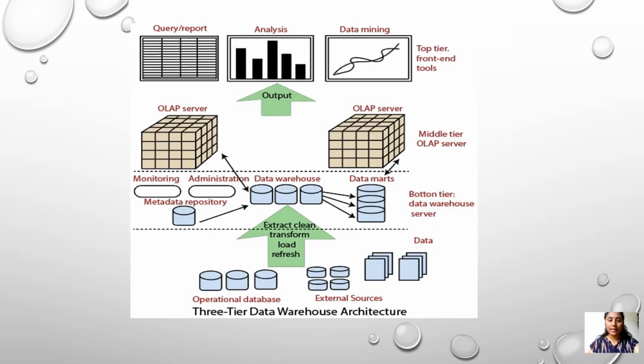In this figure, we can clearly see that the top tier is of front-end tools. It consists of query, analysis, and data mining. Whereas the middle tier, the OLAP server, consists of OLAP servers and the output. And the bottom tier, the data warehouse server, consists of monitoring, administration, metadata repository, data warehouse, and data marts, where the input is obtained from operational databases and external sources.